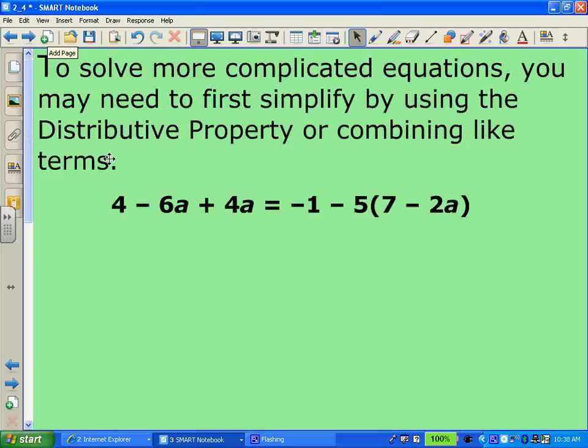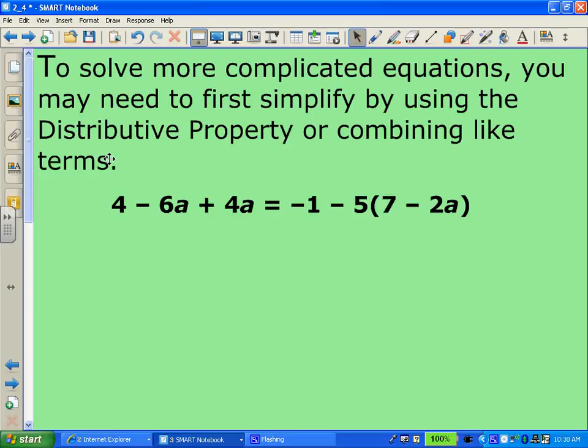Now the next thing is they'll get a little more complicated. Alright? Now these ones are kind of fun because you got to do a lot of stuff before you can start solving. So on these ones we may need to simplify first. Now remember, simplifying an expression is using the distributive property and combining like terms.